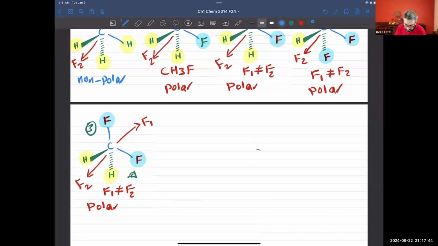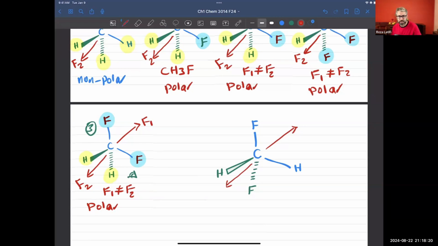I'm going to get carbon. I see a fluorine here and one hydrogen there. Then I'm going to see one fluorine maybe back, and hydrogen, it will be somewhere here. That's going to be hydrogen. So let's now add the forces.